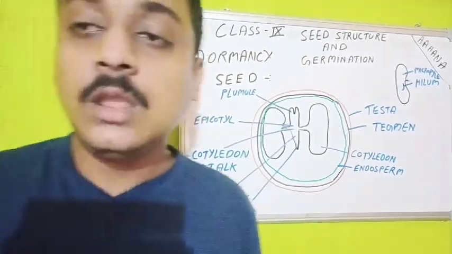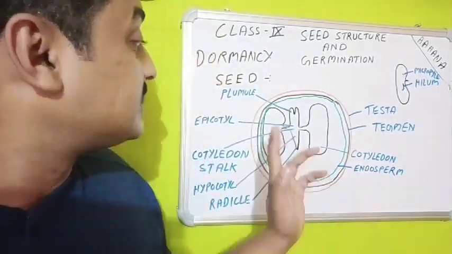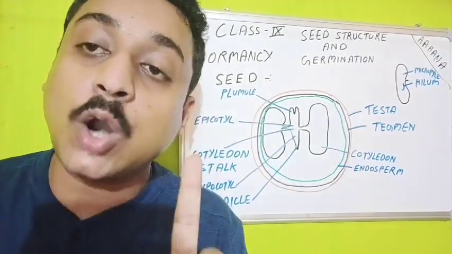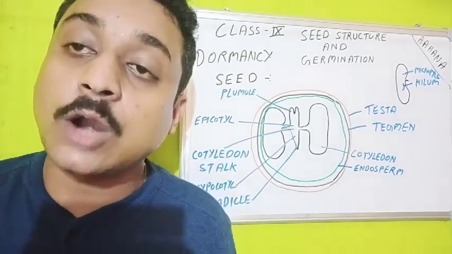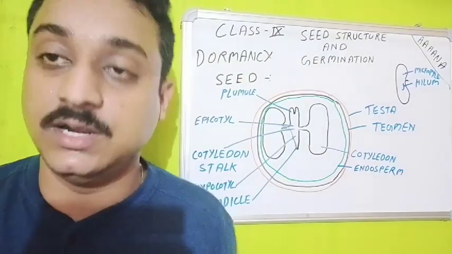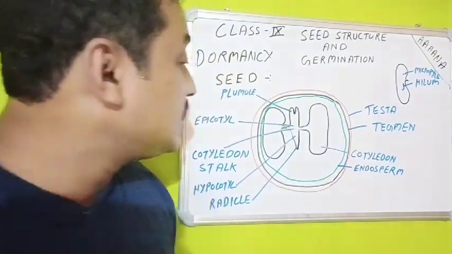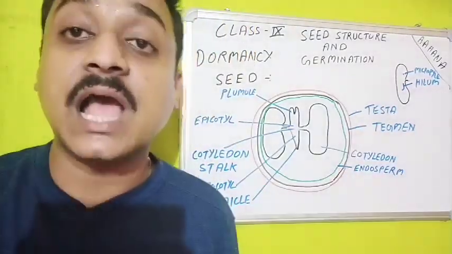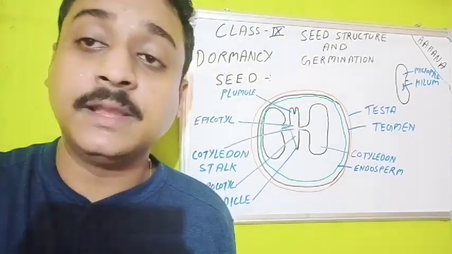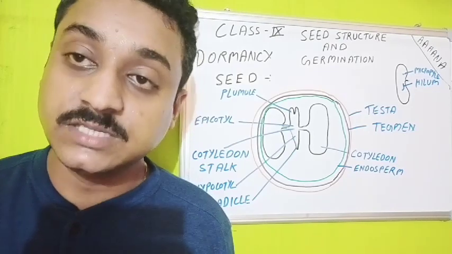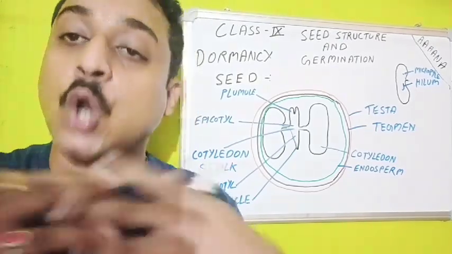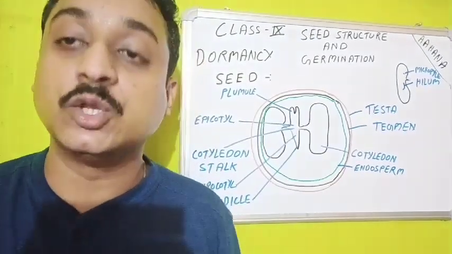Now, one more thing. Based on the presence of cotyledon, seeds are divided into two parts: monocot seeds and dicot seeds. Monocot means having only one cotyledon. Dicot seeds have two cotyledons. Based upon the presence of endosperm, the seed is again divided into two parts: endospermic and non-endospermic seeds. Seeds having endosperm are endospermic seeds. Seeds that do not have endosperm are known as non-endospermic seeds.